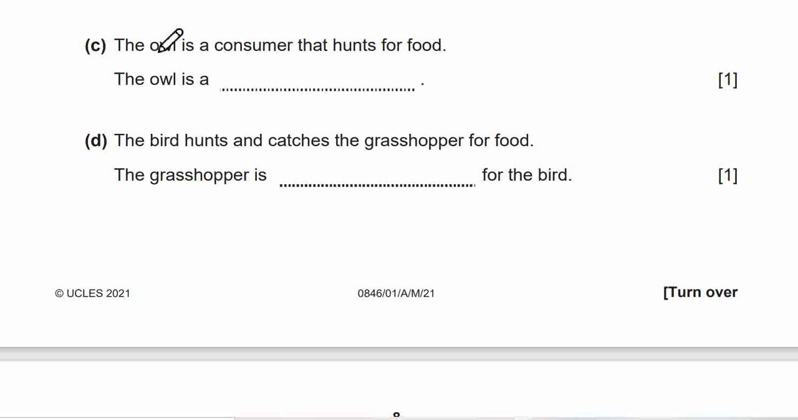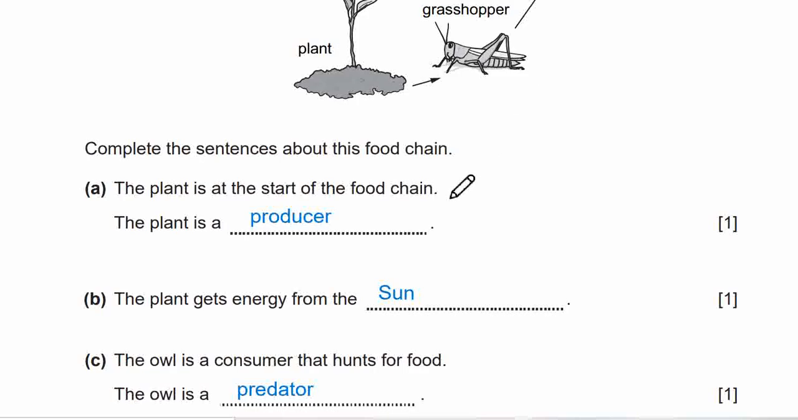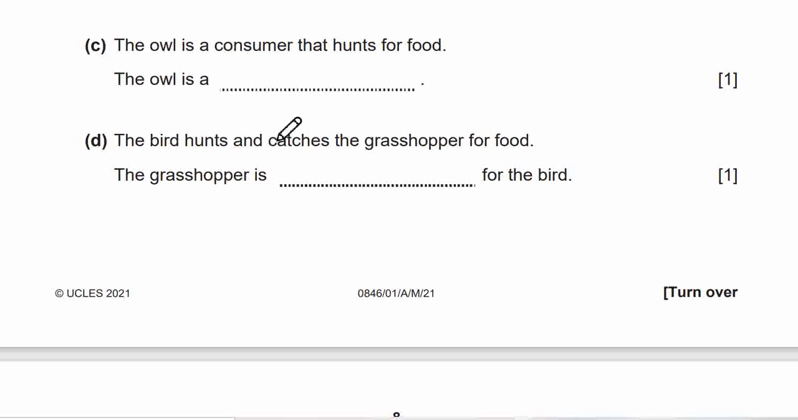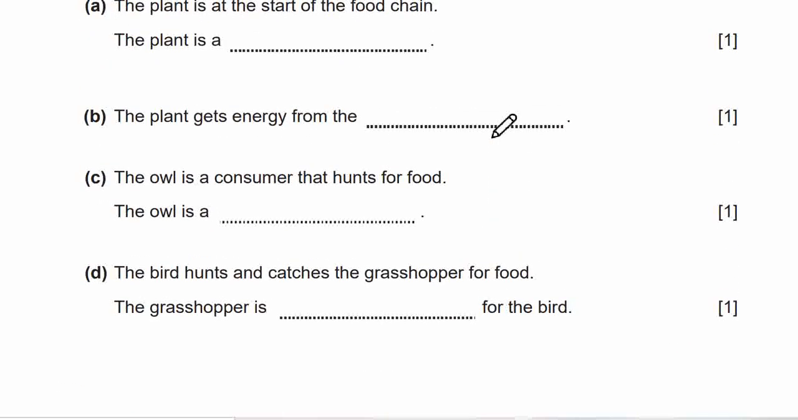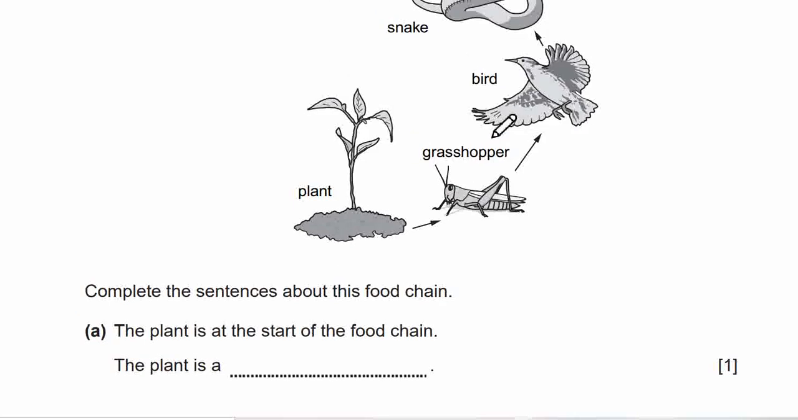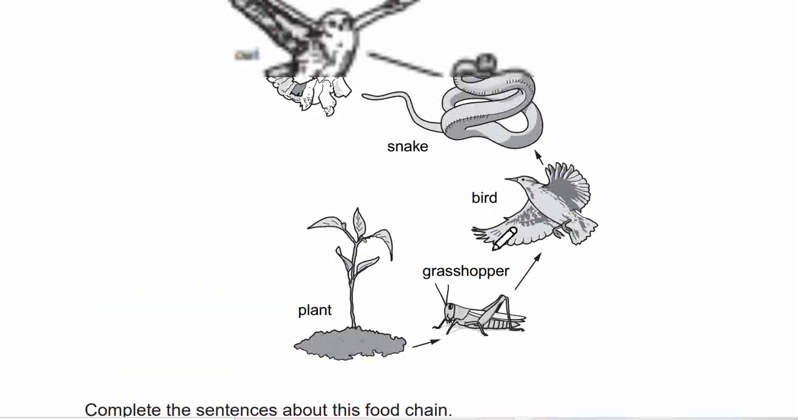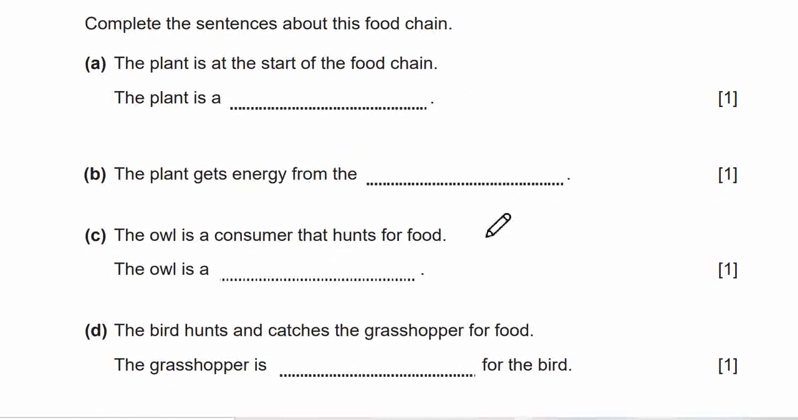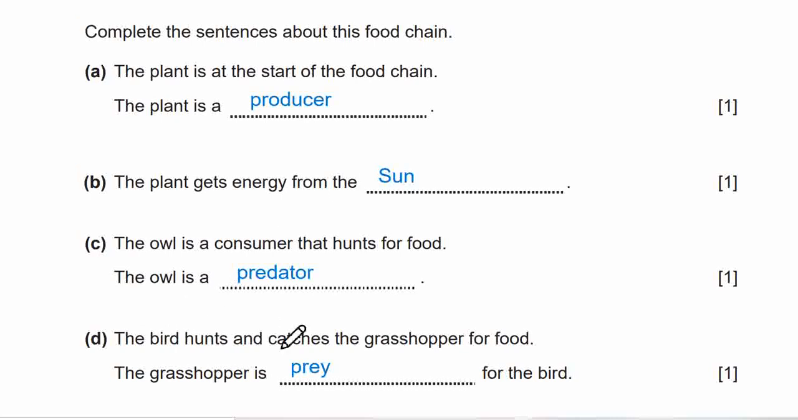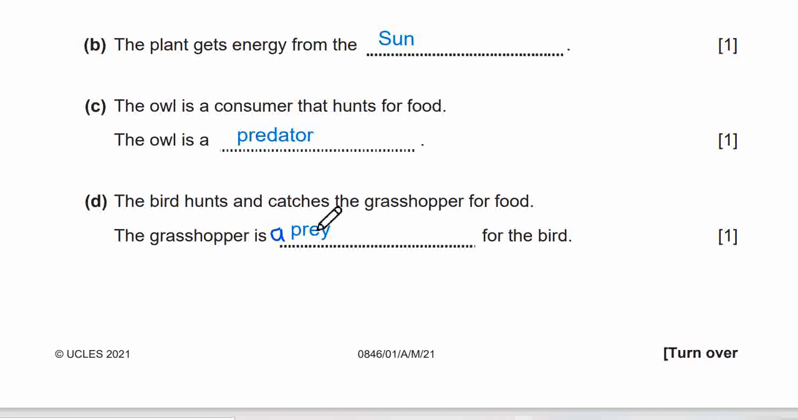Question C. The owl is a consumer that hunts for food. The owl is, well, in here it is a predator. Hunt for food means a predator. Question D. The bird hunts and catches the grasshopper for food. So you see the bird and the grasshopper. The bird catches the grasshopper, so the grasshopper is the prey. So question D is prey. The grasshopper is prey for the bird.